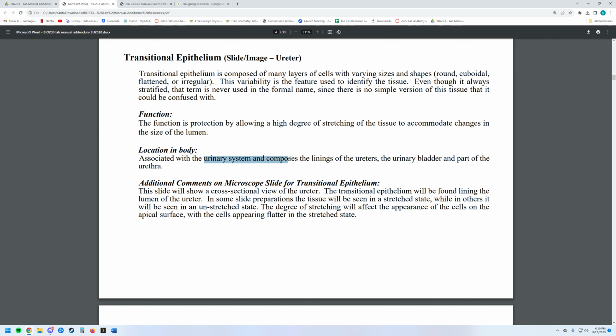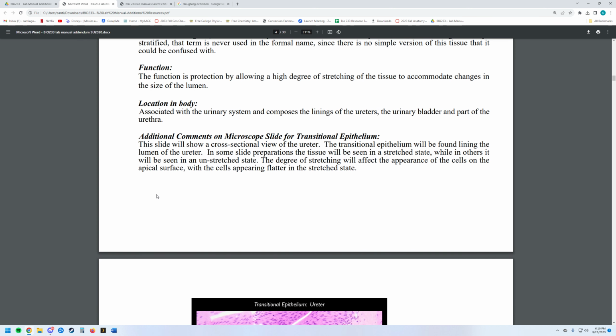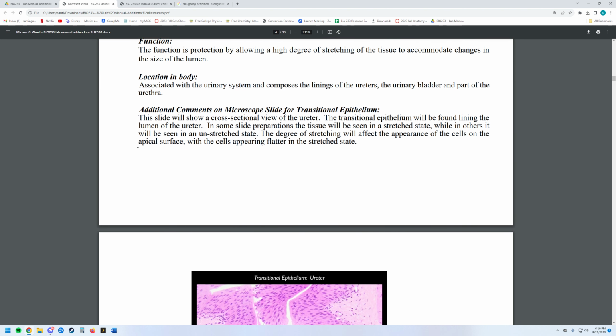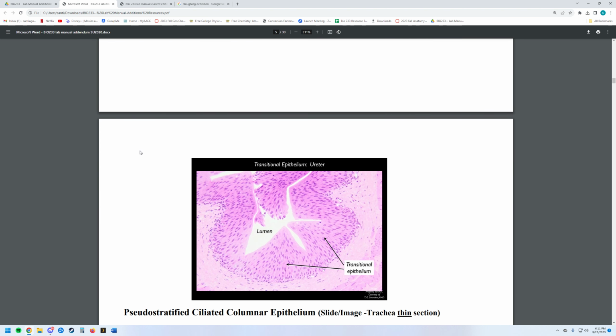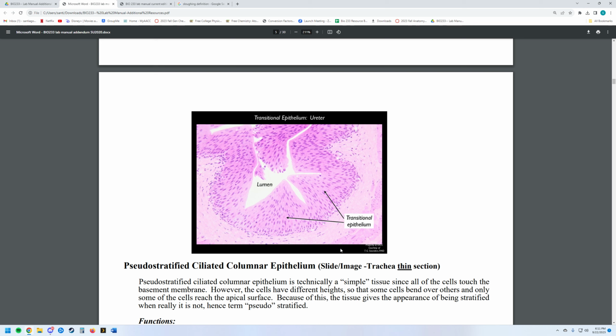So urinary system, lining of the uterus, urinary bladder, parts of the urethra. And then it's got a picture here for us.